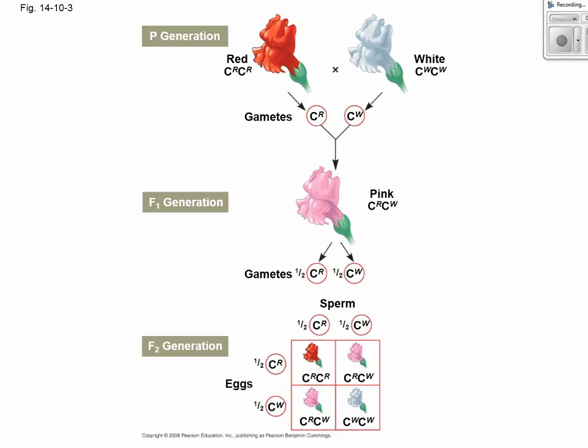So to get red, you have to have what type of genotype? Homozygous, right? Homozygous with the big R. And again, notice there's no middle because there's not a recessive. So that white is capitalized.